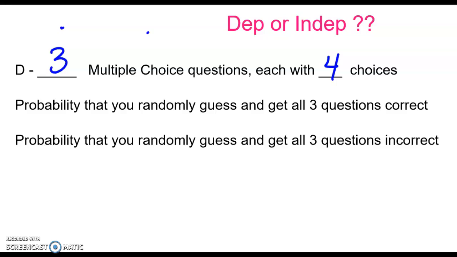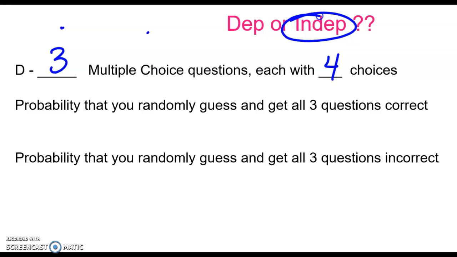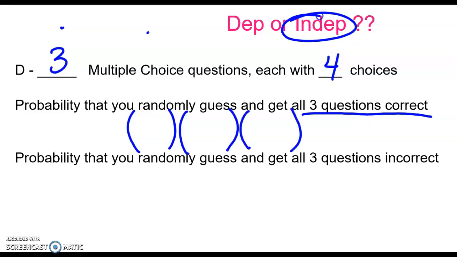Okay, let's keep going. What about if you're randomly guessing answers on a quiz? Well, if you're randomly guessing, those are going to be independent events. What you pick one time might not influence what you pick the next time. Okay, so randomly guessing and getting them all correct. Well, if there's 4 choices and you're guessing 3 different questions, you know it's 1 out of 4 chance that you get the first one right, 1 out of 4 chance that you get the next one right, and 1 out of 4 that you get the next one right. So your overall probability, multiply across the top, multiply across the bottom.